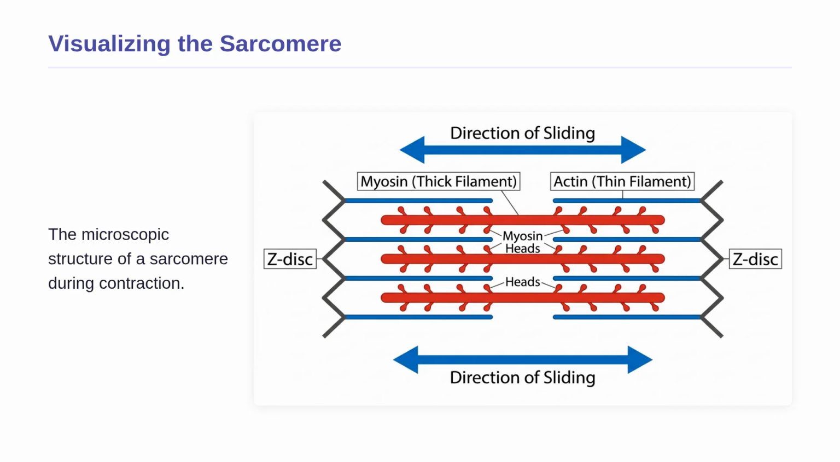Before we move on to the mathematics, let us visualize this mechanism. On your screen is a diagram of a single sarcomere. Notice the red thick filaments in the center? These are the myosin proteins. You can see the tiny myosin heads protruding from them. The blue lines are the thin actin filaments, which are anchored to the zigzag structures on the sides called Z-discs. When the muscle contracts, those myosin heads grab the blue actin filaments and pull them inward, as indicated by the large blue arrows showing the direction of sliding. This brings the Z-discs closer together.